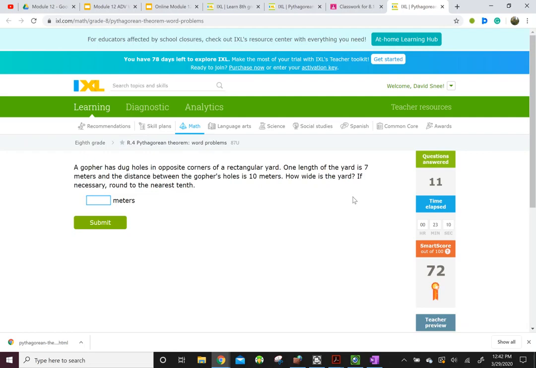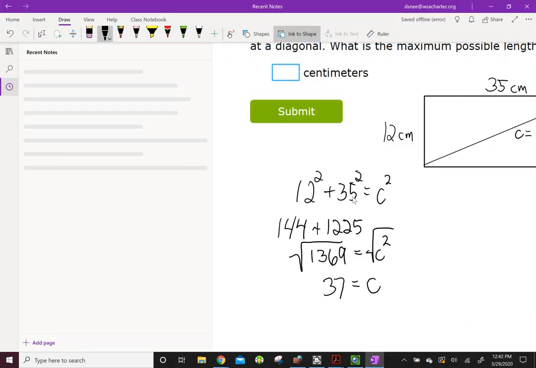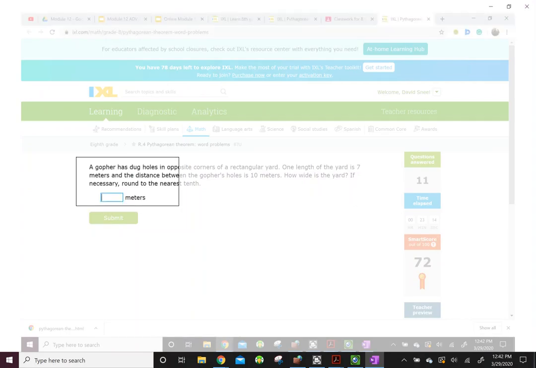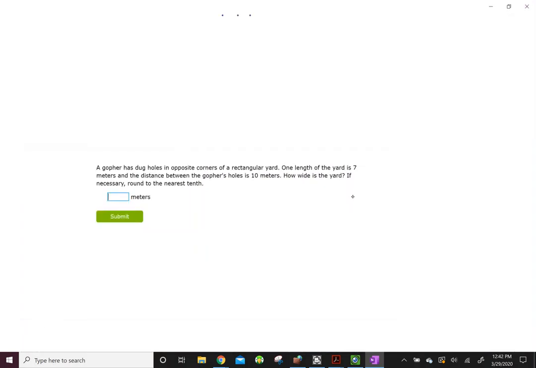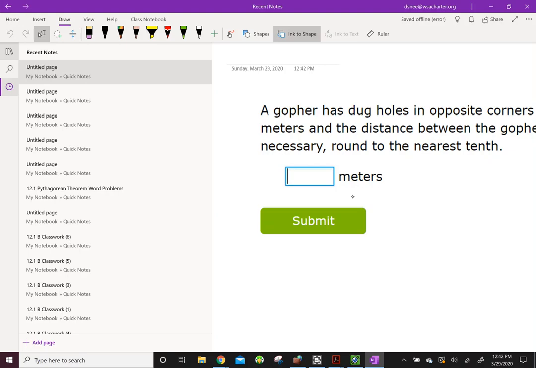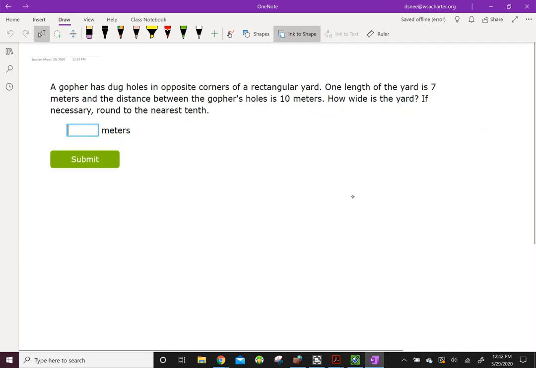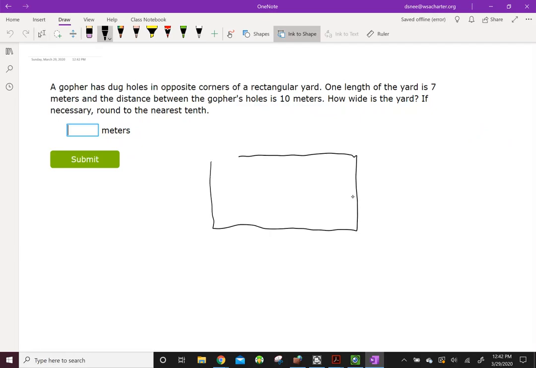A gopher has dug holes in opposite corners of a rectangular yard. I'm going to take a little snippet of this, see how this works. Kind of going back and forth, trying some different strategies out here, but always doing some drawings to visualize what's going on. Okay, opposite corners of a rectangular yard. I'm going to draw a rectangular yard.